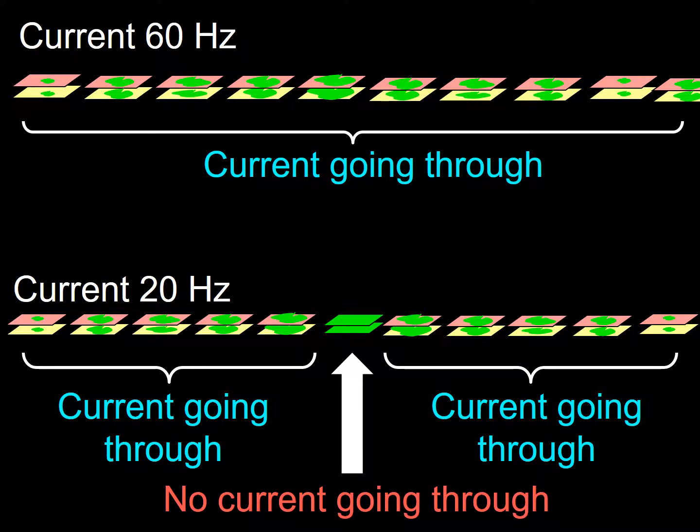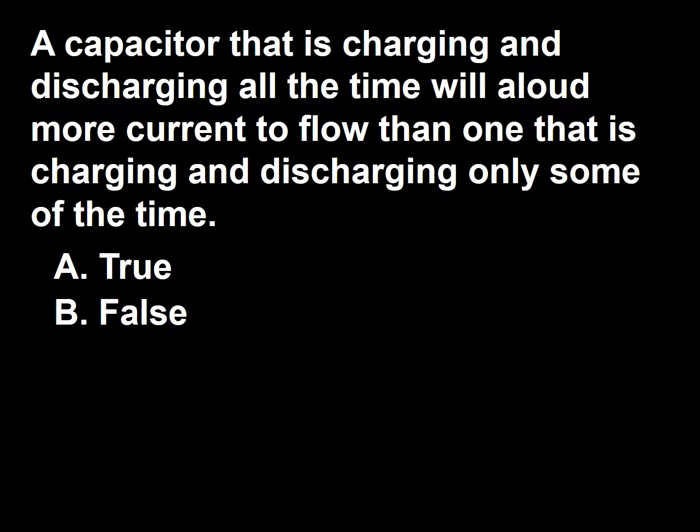In the lower segment of this frame, I am introducing a totally different situation. Here, the frequency is low and the capacitor proportion is small enough to become fully charged during the alternating current. As we previously mentioned, when fully charged, no current goes through. So the answer to this question is true.